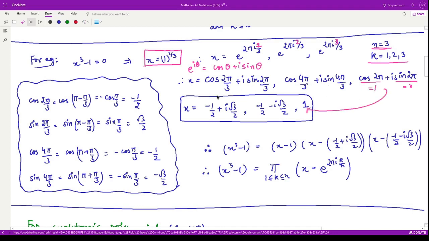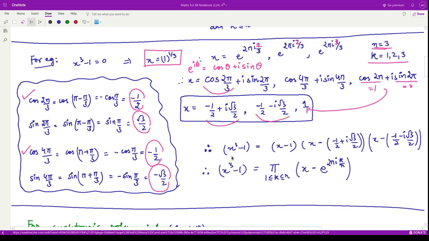What about these roots? You might be knowing from trigonometry how to solve these, right? Cos 2 pi by 3 comes out to be minus 1 by 2. Sin 2 pi by 3 comes out to be root 3 by 2. So this root becomes minus 1 by 2 plus iota square root 3 by 2. And for the second root, cos 4 pi by 3 comes out to be minus 1 by 2, and sin 4 pi by 3 comes out to be minus square root 3 by 2. Therefore, we have these 3 roots, right?